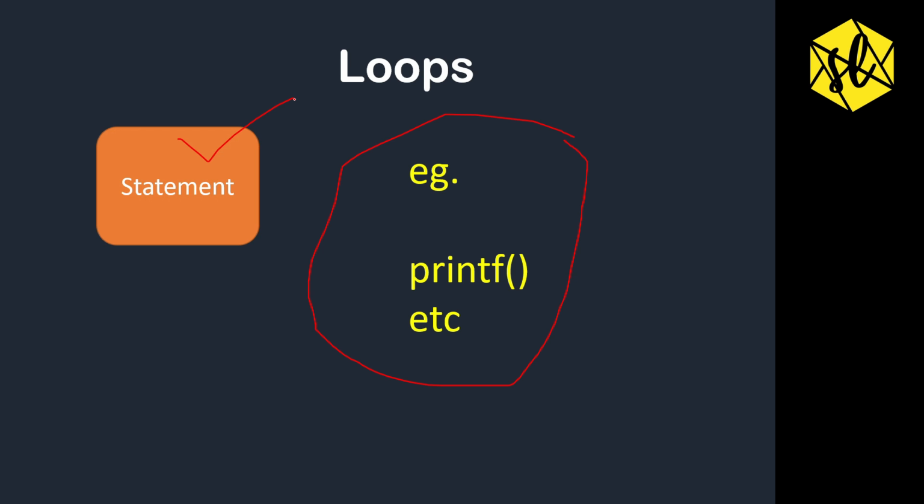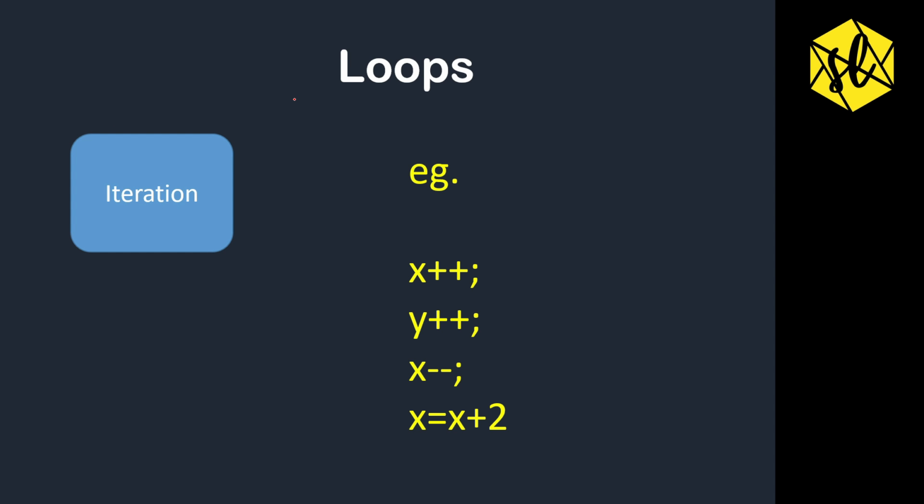Now let's move to the iteration part. This is the part which gives our program the thinking ability that it has to move forward. Now let's say these are a few examples. x++, we have already discussed that this means x is equal to x plus 1. If you are still not clear with this, please go and watch the operator video. Now you can see these are all iteration parts.